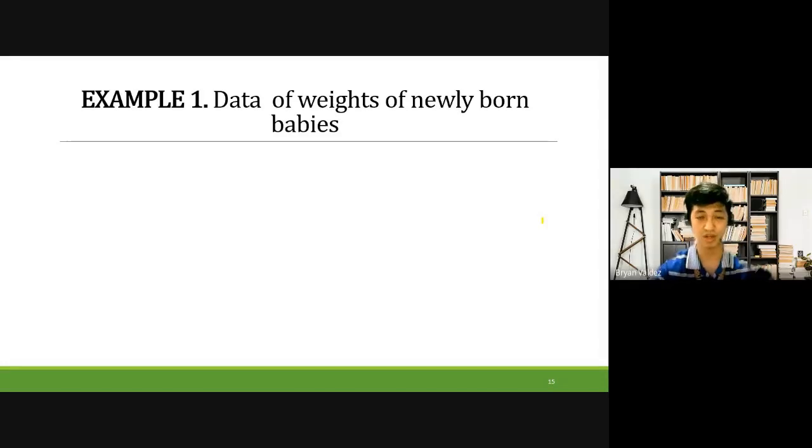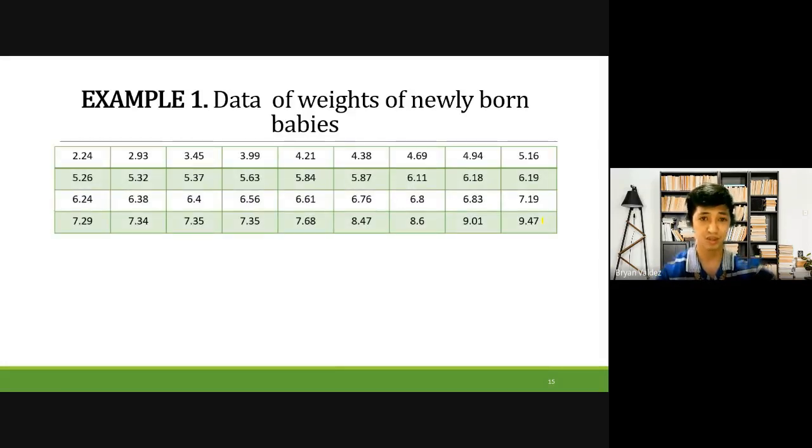So example number 1, data of weights of newly born babies. Ayan. So, meron na akong given data. So, ito yung mga weight ng newly born babies. So, we have, I think that's 36. 1, 2, 3, 4, 5, 6, 7, 8, 9. So, 9 for each row. Then we have 4 rows. That is equivalent to 36, no? 36 yung ating respondents. Then, 36 din yung number of data natin.